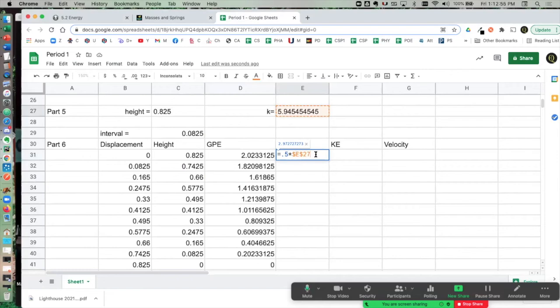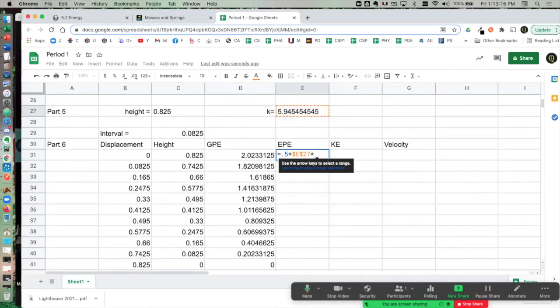Okay, 1/2 K times, no, not necessarily. But whenever I'm going to one cell and one cell only at all times, I just dollar sign both the row and the column. Yep. Never know when you're going to drag over and all of a sudden you're going to need it, right?